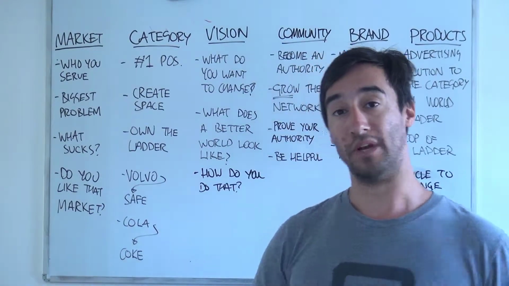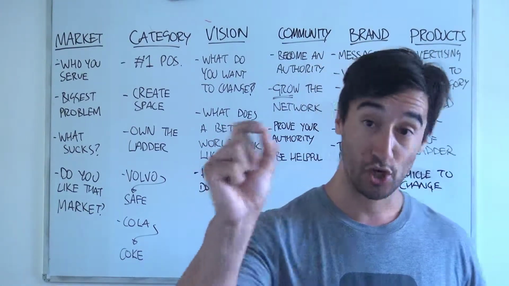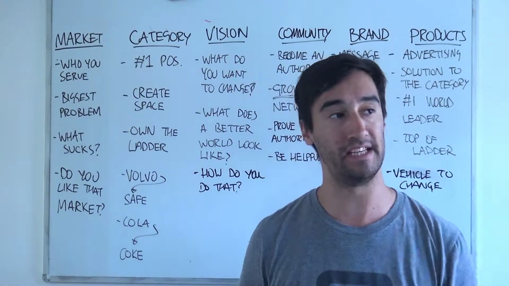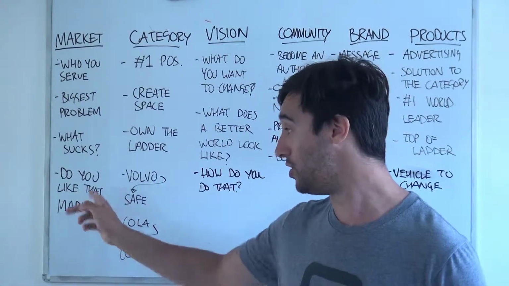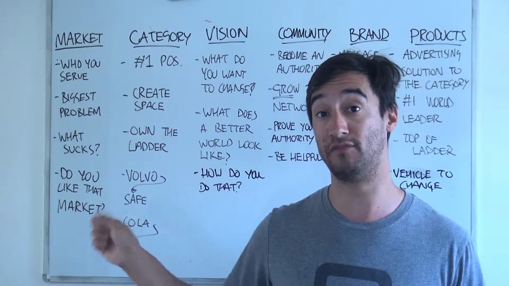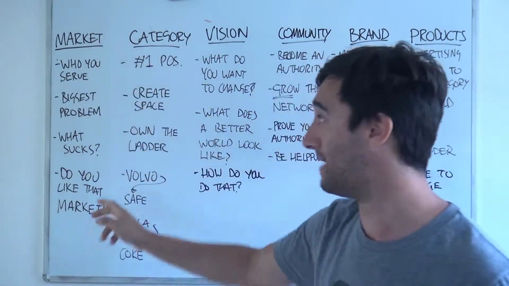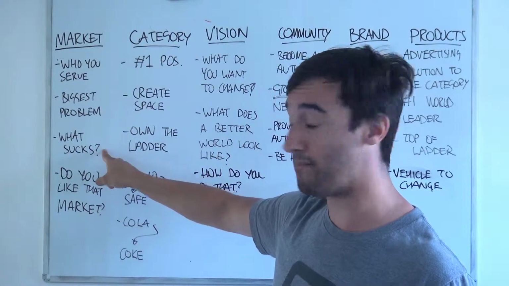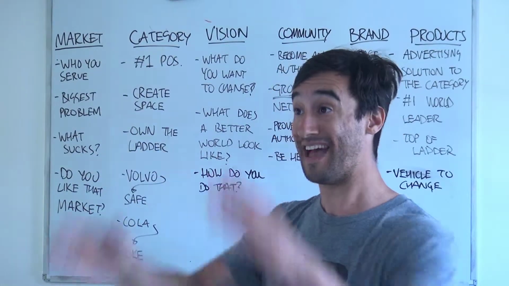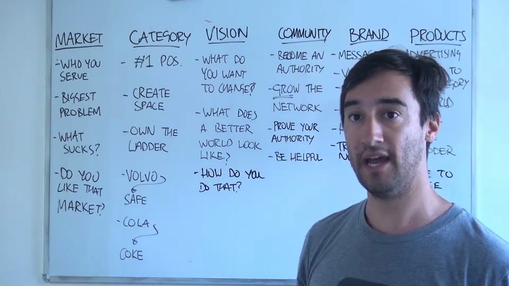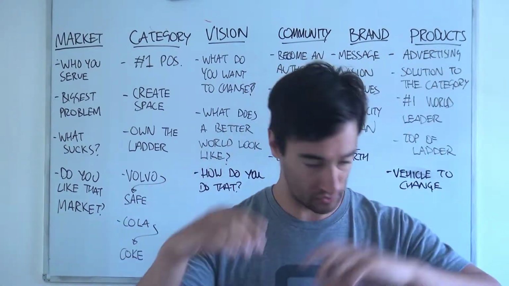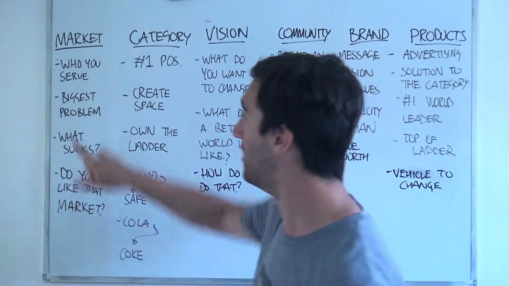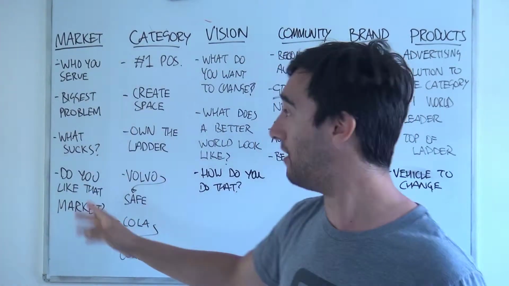And finally, most importantly, do you like that market? Now this is critical because you're going to be talking to these people day in, day out, repeating yourself, talking until you're blue in the face. You have to like this market, okay? You have to really like this market. So the marketplace: who do you serve? What's their biggest problem? What sucks within that marketplace? And do you like that market? That gives you that market. Don't worry about the product. Don't worry about marketing funnels or traffic or Facebook advertising or landing pages or copy or any of that yet. Who is the market that you're going after?